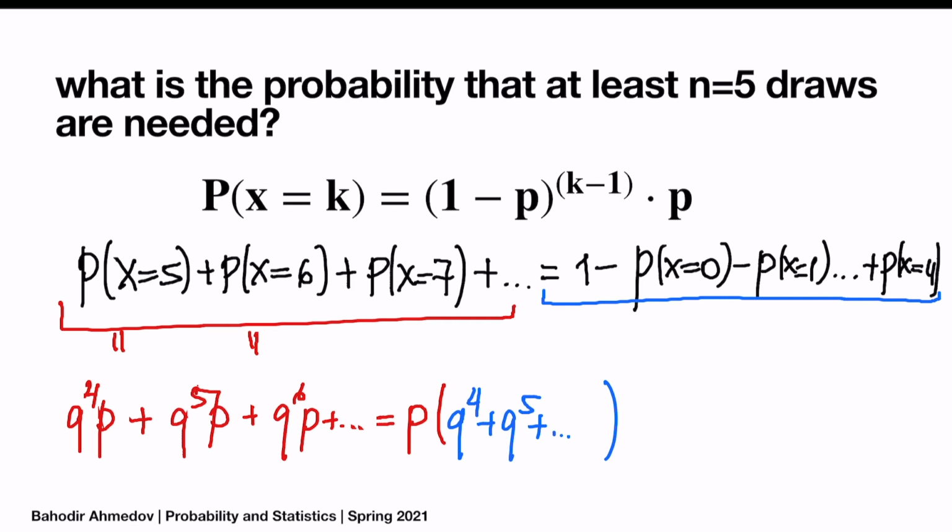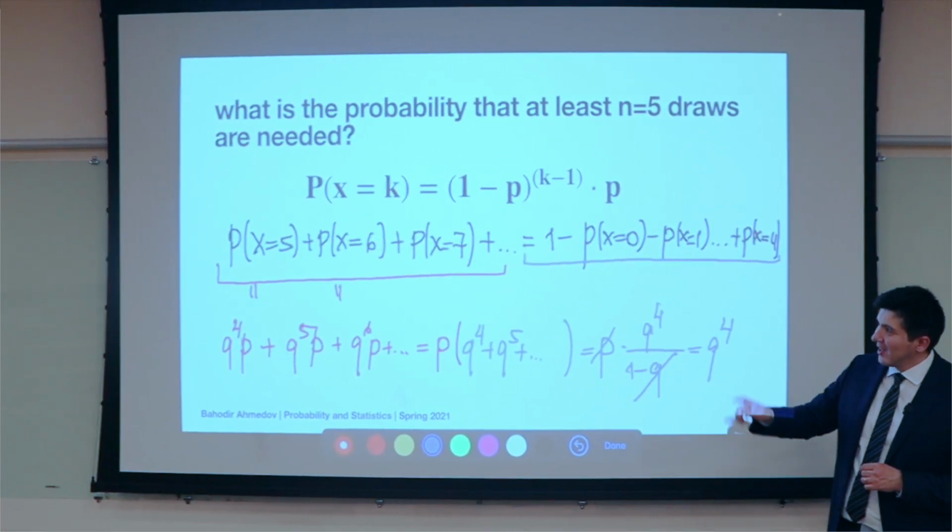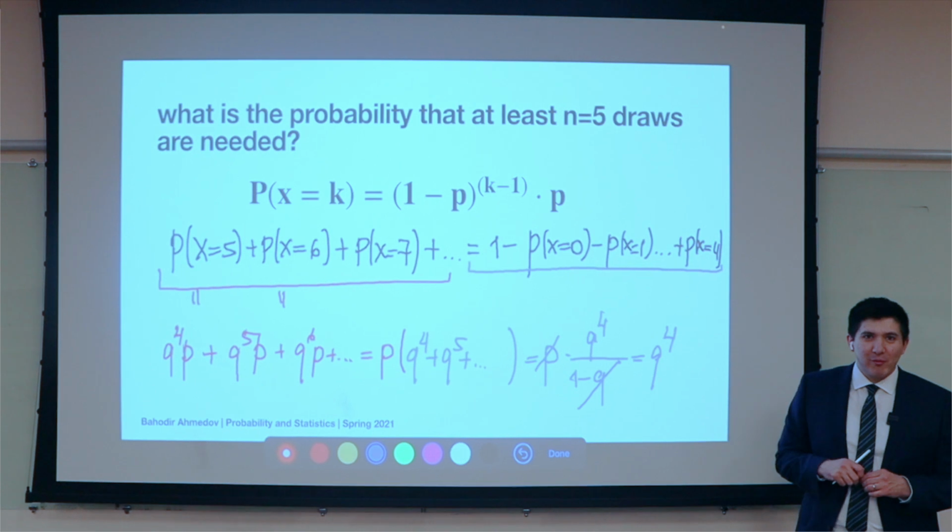For this kind of geometric series, we've got a formula for finding the sum. The infinite sum is equal to the first term, which is q to the power of 4, divided by 1 minus the quotient. Please note that 1 minus the quotient is the same as p, and this is going to be equal to q to the power of 4. So it appears that it's easier to calculate this red part. It is simply q to the power of 4.